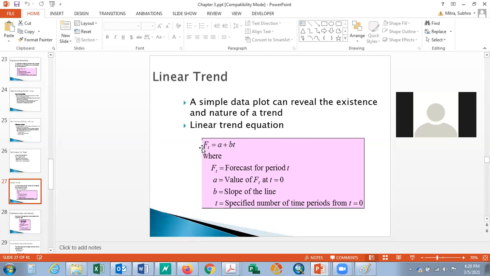If you take this formula over here, this is a linear trend. In a linear trend, you have time on the x-axis and the forecasted value on the y-axis. This a over here is the y-intercept, which is the value of Ft at time period 0, and b is the slope of the line. Now you don't have to estimate the slope. We'll be providing you the value, but you have to plug in those values and calculate. So you should have the basic concept of how this works.